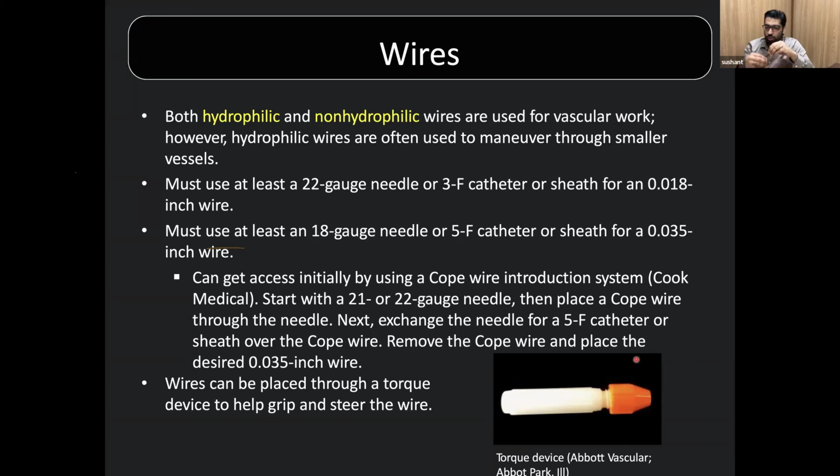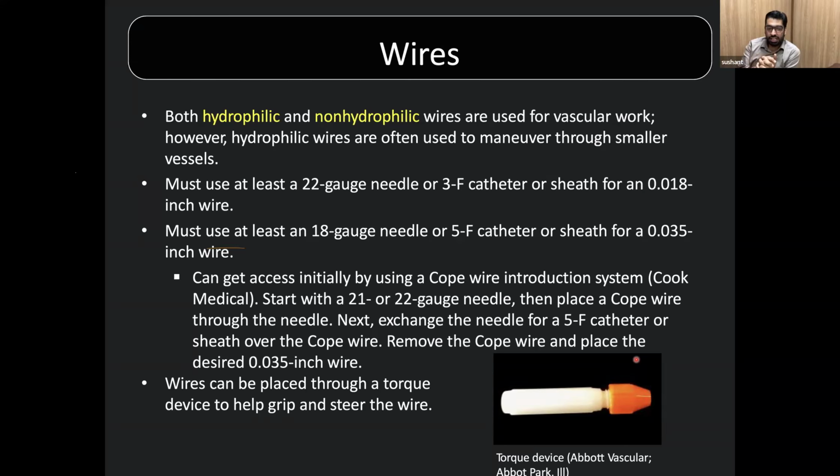And if we want to use a 035 guide wire, we need to change to an 18 gauge needle or a 5 French catheter. So 5 French catheter, again as we said, French is 1/3 of a mm. So 5 French is larger than 3 French. So 5 French catheter is compatible with 035 guide wires, and 3 French catheter is compatible with 018 guide wires.